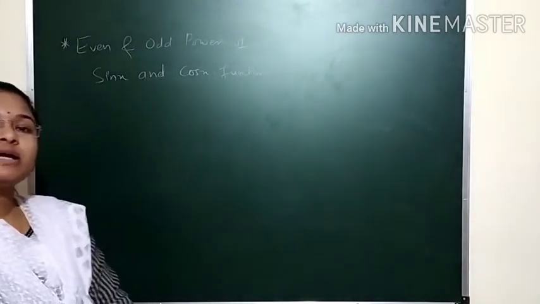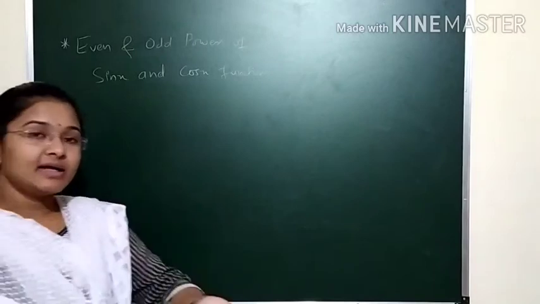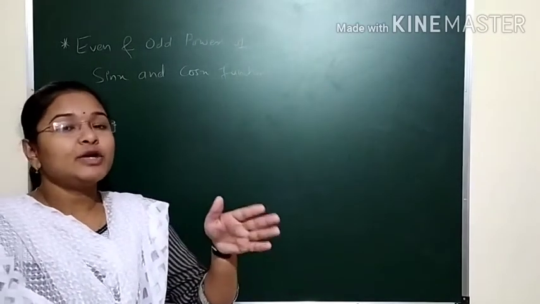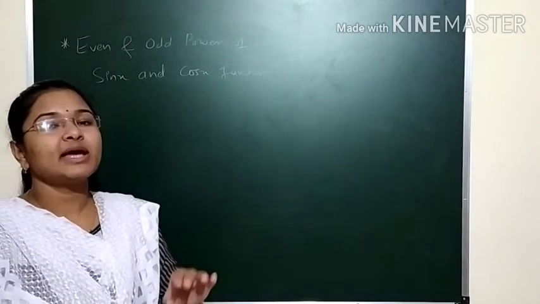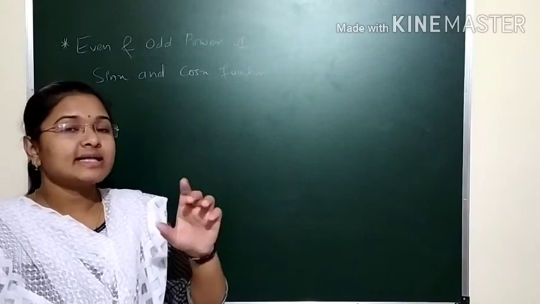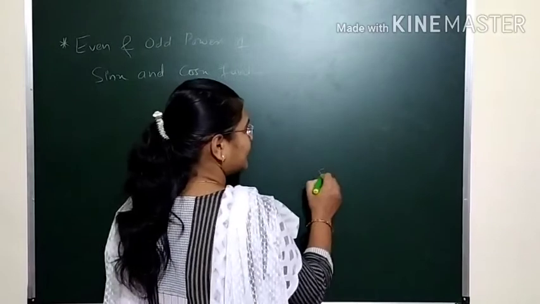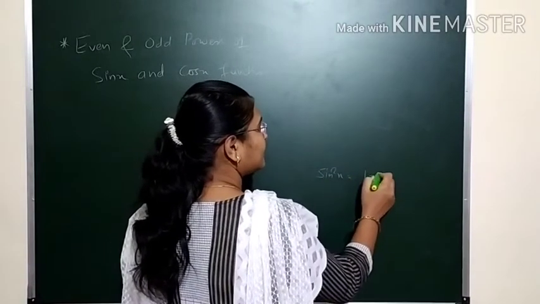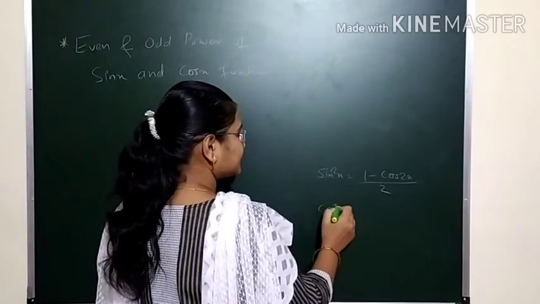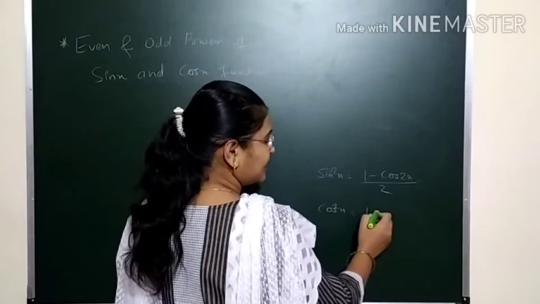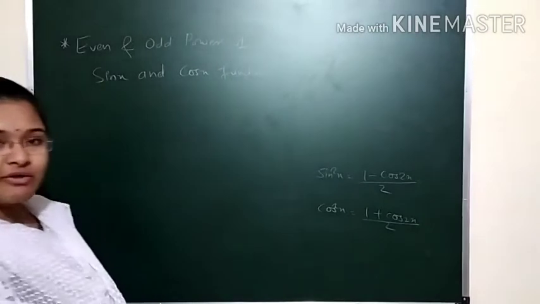So we know that cos 2 theta we can write as 1 minus 2 sin square theta and 2 cos square theta minus 1. So by using this form we can modify this formula for sin square x and cos square x. Sin square x we can write as 1 minus cos 2x upon 2, and cos square x as 1 plus cos 2x upon 2, by using the double angle formula of cos function.